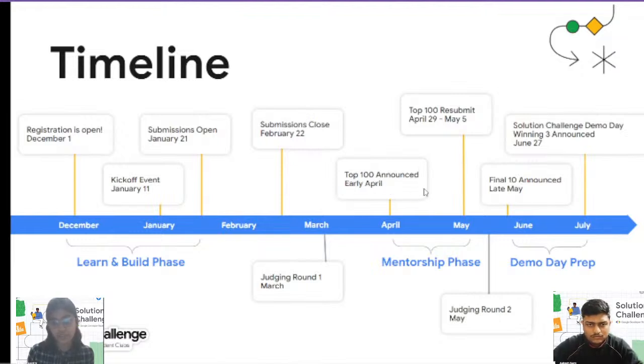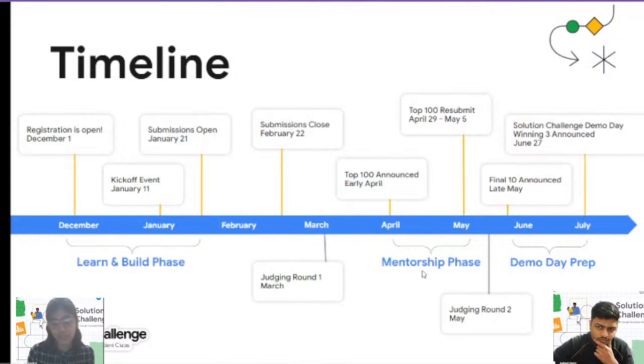Followed by the top 100 list, you will have a mentorship phase. So what is this mentorship phase? The mentorship phase is the one in which Google will give you the assistance of Google employees. So you're going to have mentors from Google wherever you are stuck in your solution, or if you want to make any improvisations to the existing one, because this is a resubmission round where you're going to improvise the existing solution of yours.